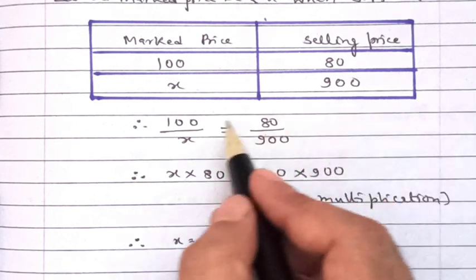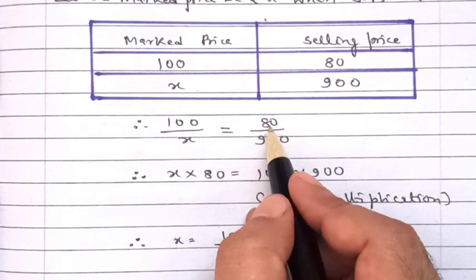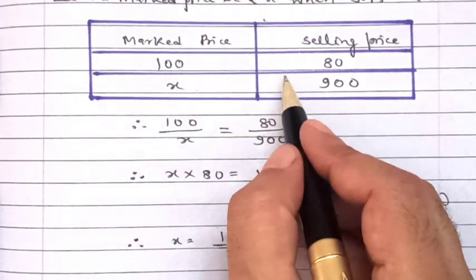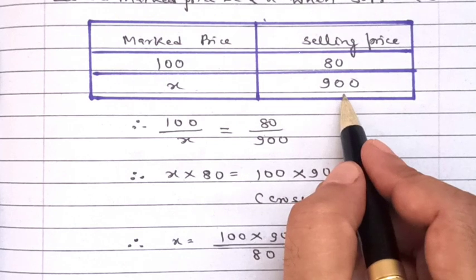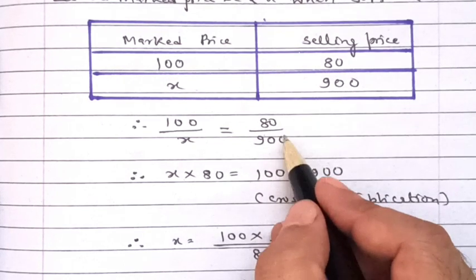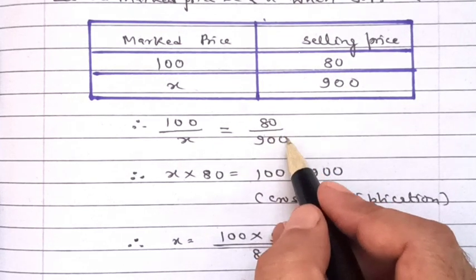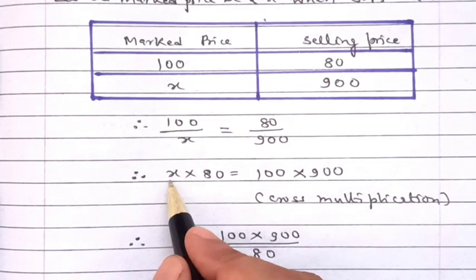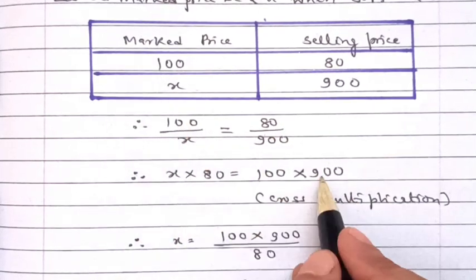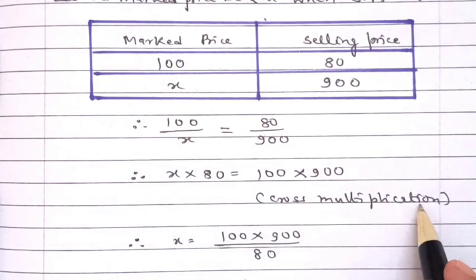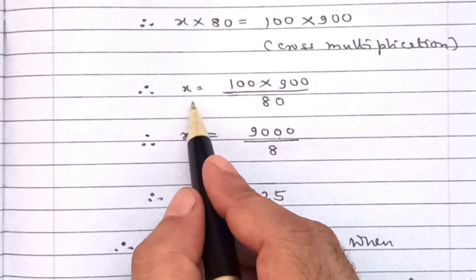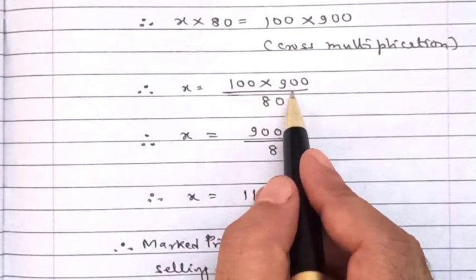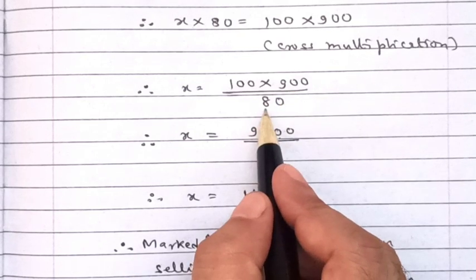Once again, this is the example of direct variation. So 100 upon x is equal to 80 upon 900. You can cancel if you want to cancel 0 0, or let's go to the next step, cross multiply. Write x into 80 is equal to 100 into 900, cross multiplication. Now you want x, so take 80 this side, other side. So 100 into 900 upon 80 will be your x.